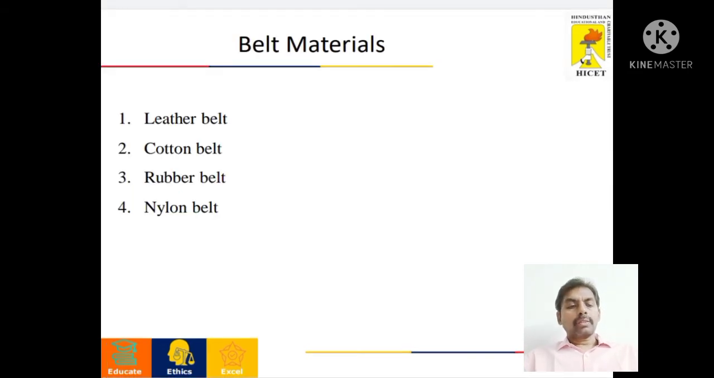Okay, so next one is belt material. For belt material, first one is a leather belt, a cotton belt, a rubber belt and a nylon belt. These are the types of materials you are going to use for the belt.